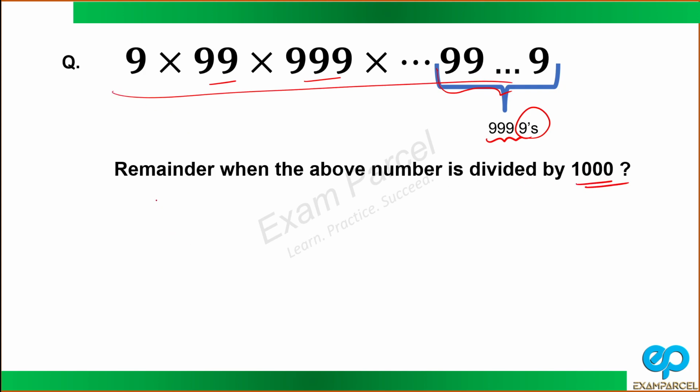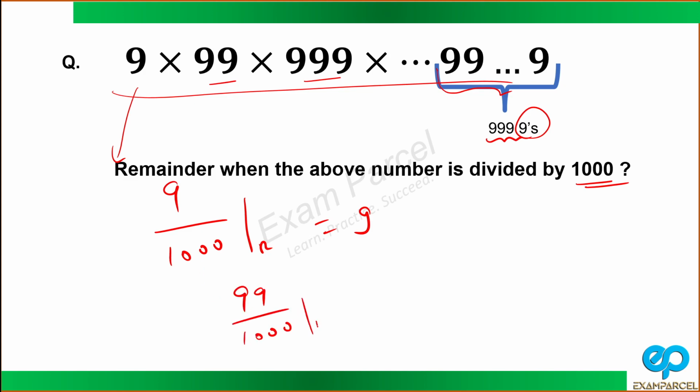So let's focus on one by one. When I divide 9 by 1000, what is the remainder that I'm going to get? 9, right? I'm going to get a remainder of 9. Same way, when I divide 99 by 1000, I'm going to get a remainder of 99, right? Now let's focus on this one.